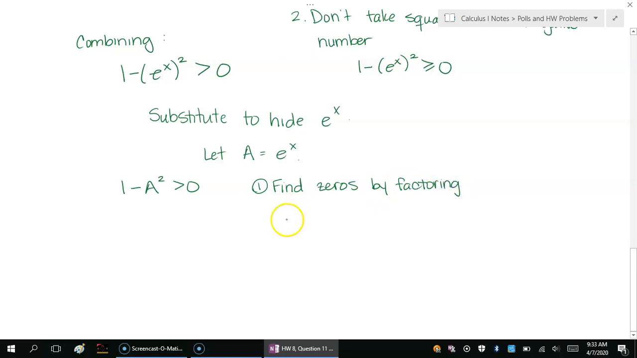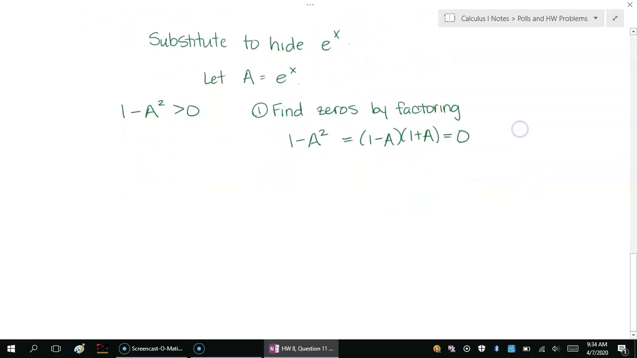The way that I factor 1 minus a squared is using the difference of squares pattern. That's 1 minus a times 1 plus a. And I want to know where that's actually equal to 0. And I get two places. It happens at a equal to 1 and at a equal to negative 1.